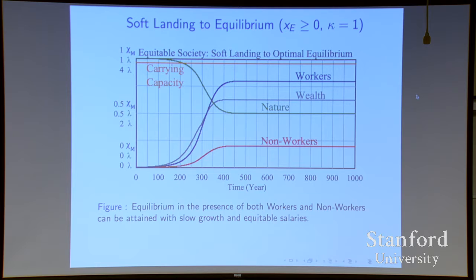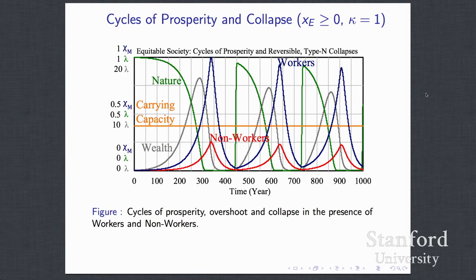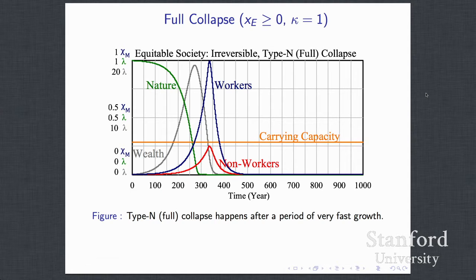We can reproduce them in this case with differences, but still we can have optimal equilibrium where total population goes to the carrying capacity. As long as we don't cross this carrying capacity by too far, we can still converge to that level, and observe that, as I said before, in all these experiments, the time that population crosses the level of carrying capacity is the time when wealth starts declining. So that gives us a good proxy for estimating the real carrying capacity of the system. Then we go into those cycles of prosperity and collapse, and eventually the full collapse of the system in an equitable society, as before.